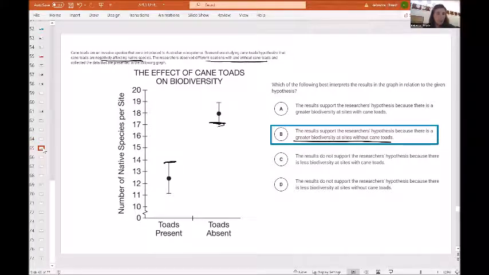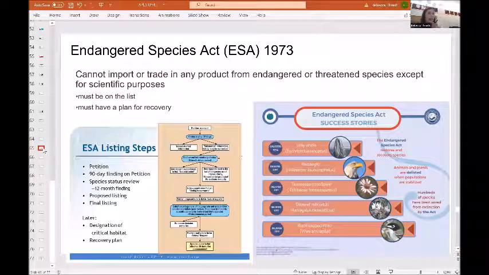Great job. All right, so the last thing I wanted to talk about for Unit 9 is the Endangered Species Act.